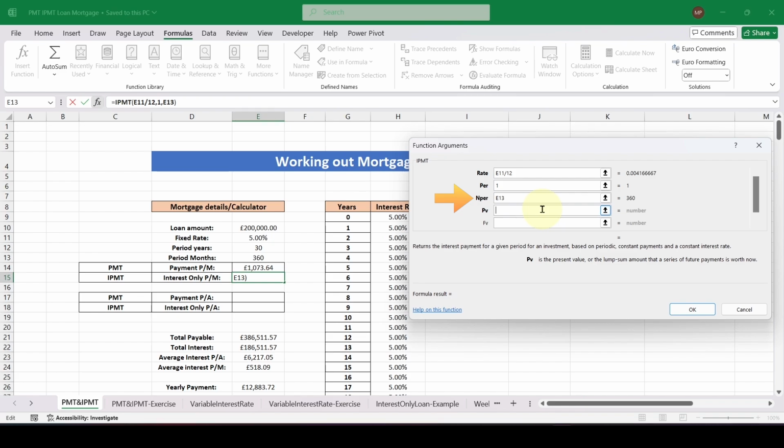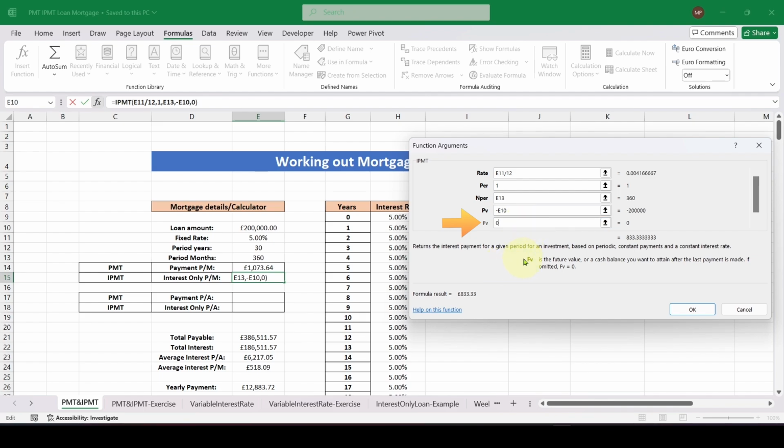The present value is going to be negative 200,000 pounds. The future value will be 0 because it will be paid off. I don't know if you remember, but with the PMT function, we had a type input cell. That's not available here.